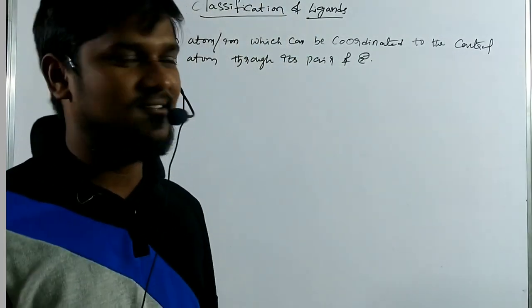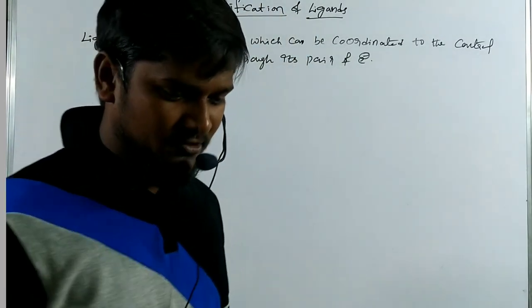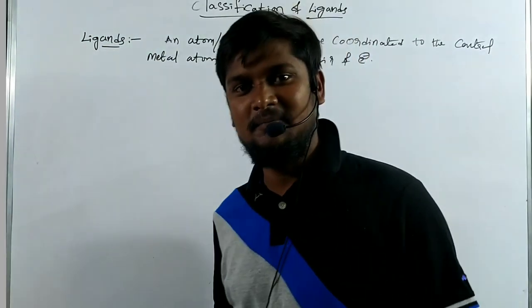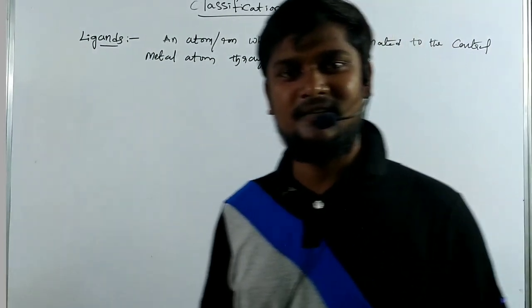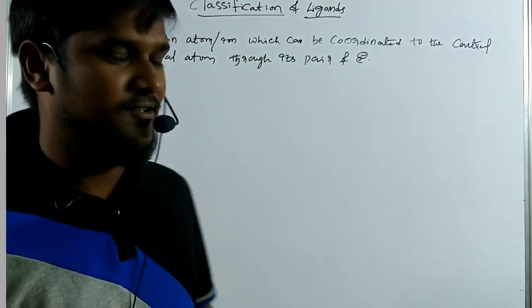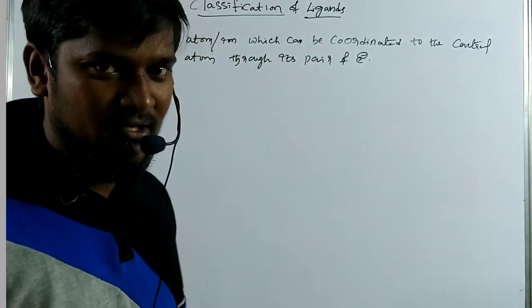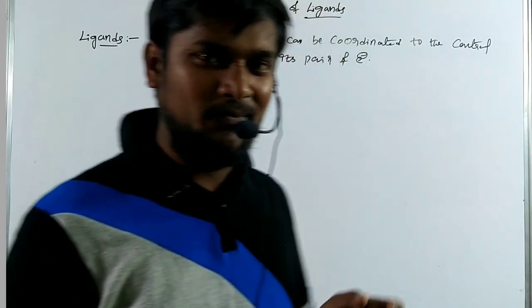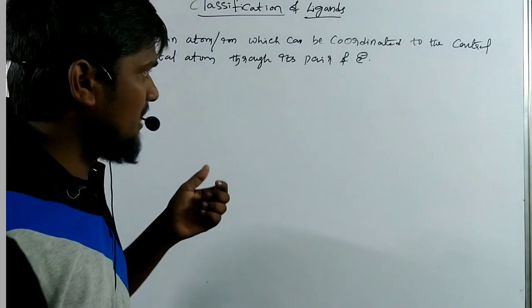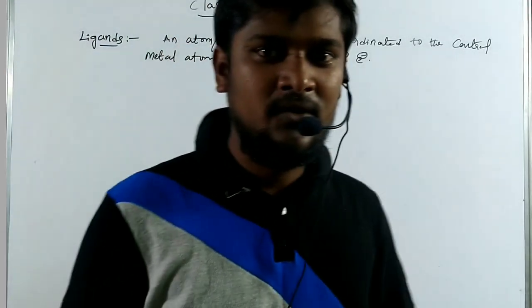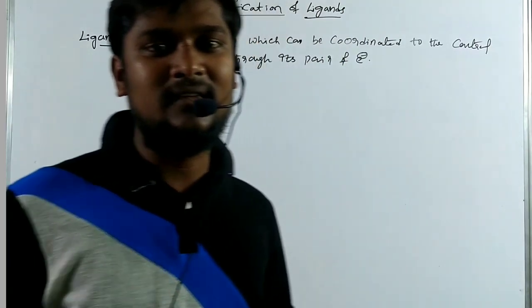Now, our topic is classification of ligands. In earlier classes we discussed the basic terminology in coordination chemistry. One of the key terms in coordination chemistry is ligands. A ligand is a group or an atom which can coordinate to the central metal atom through its pair of electrons.